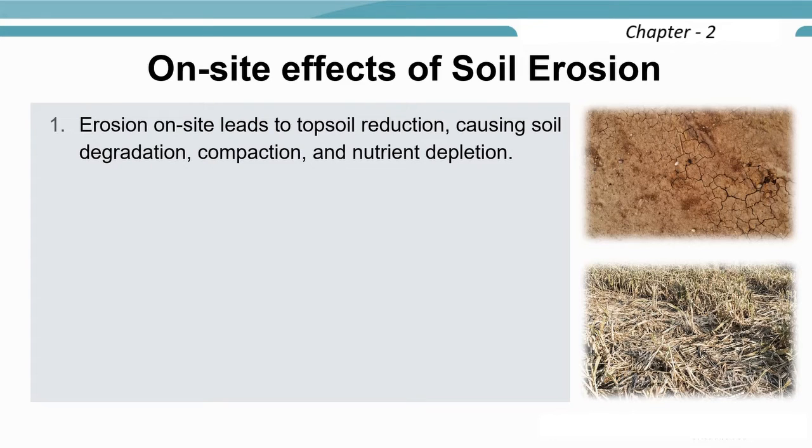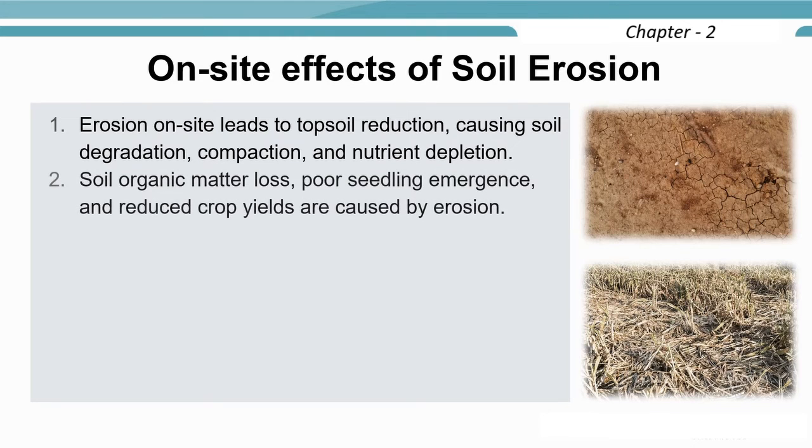Let us discuss some of the on-site effects of soil erosion. Erosion on the site leads to topsoil reduction. This topsoil is very fertile. It contains organic matter, it contains other nutrients which are essential for plant growth.